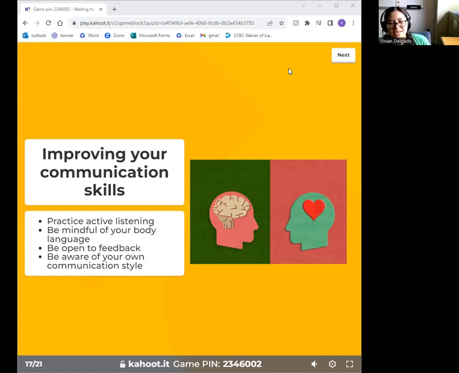And you also want to be aware of your own communication style. So that's the passive, the aggressive, the passive aggressive, and the assertive. Everyone has their own unique style. So just being aware of how you use it and whom you use it with can tell you how it affects others.